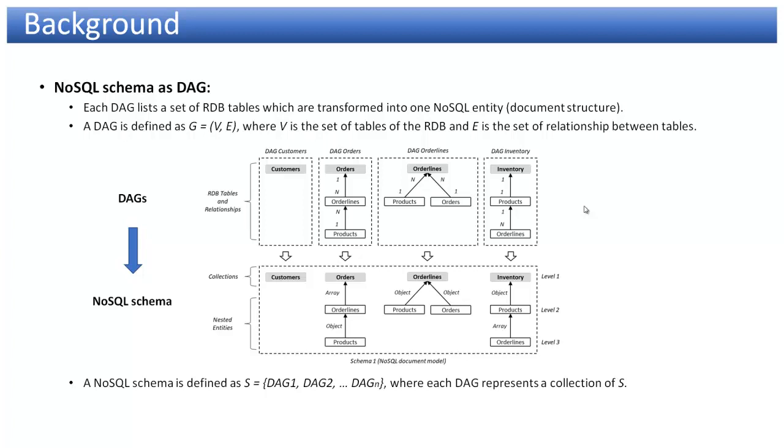Below is the NoSQL schema, where each DAG is mapped to a NoSQL collection. So we can see here the DAGs customers, orders, order lines, and inventory, and the entities are nested as objects or arrays of embedded objects. So finally, we can define a NoSQL schema as S = {DAG1, DAG2, ..., DAGn}, where each DAG represents a collection of schema S.